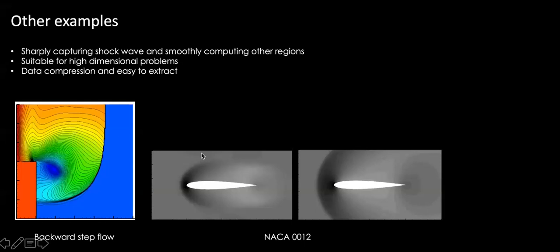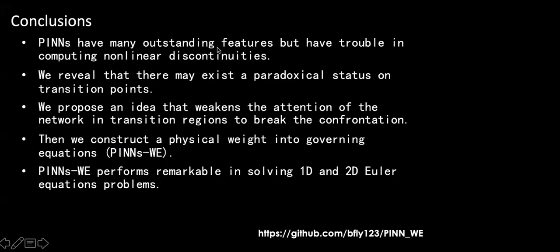Then I give a conclusion. PINNs have many outstanding features, but have trouble in computing nonlinear discontinuities. We find that there may exist paradoxical features on transition points. So we propose here to weaken the tension of the network in different regions to break the confrontation. Then we can add physical weights in the governing equations. And PINN performs remarkably in solving one-dimensional to two-dimensional equation problems.